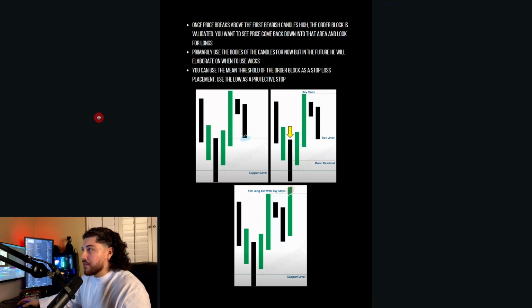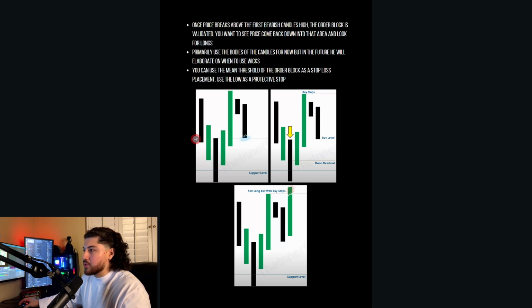Once price breaks above the first bearish candle's high, the order block is validated. You want to see price come back down into that area and look for longs. Primarily use the bodies of the candle for now, but in the future we will elaborate on when to use wicks. You can use the mean threshold of the order block as a stop loss placement, or use the low as a protective stop.